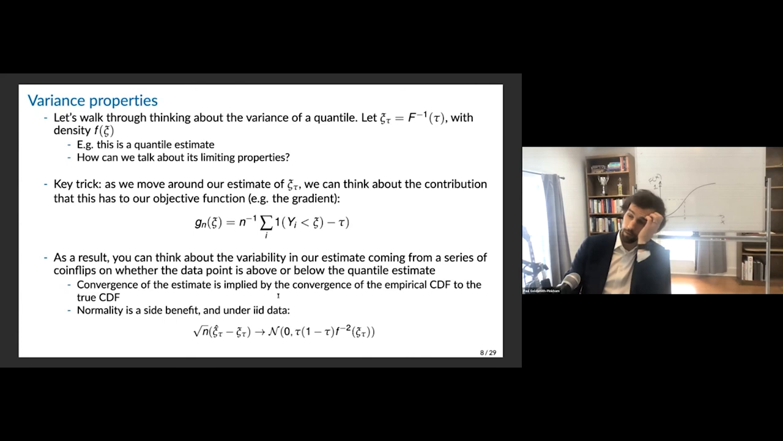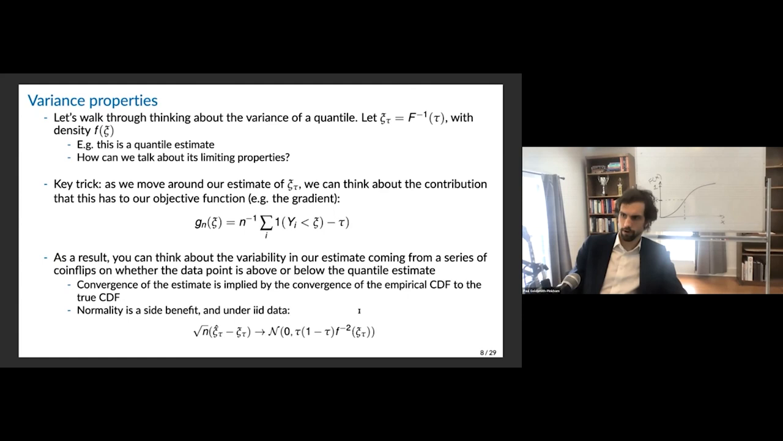And the way that they're normally distributed is as a function of tau times one minus tau, divided by the density of the estimate squared. So if you take the density of the data set and evaluate it at the estimate, it's a function of how dense it is. So the smaller the density, the higher the variance, and vice versa. If there's a lot of mass there, there's going to be a smaller variance.